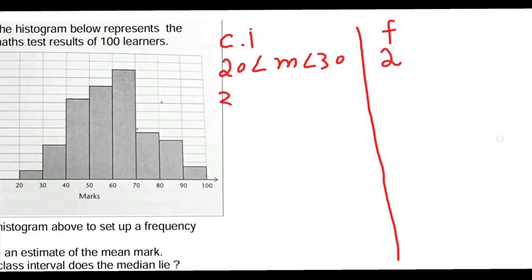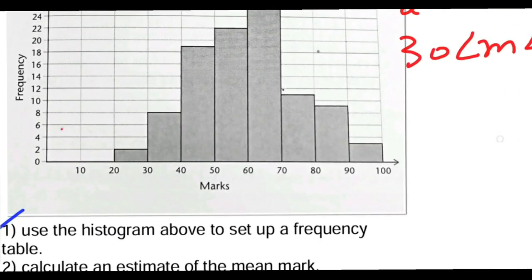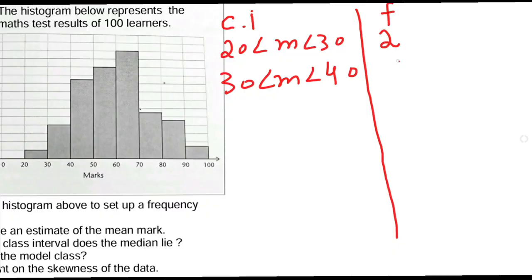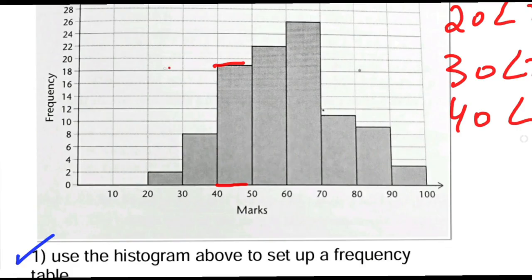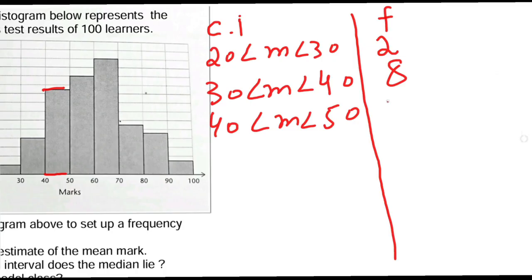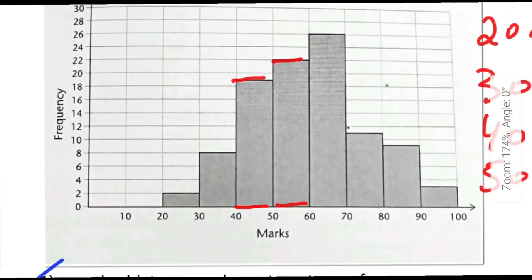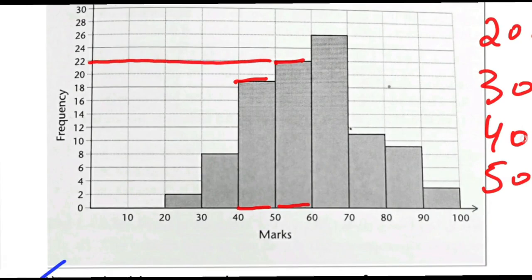Now between 30 and 40 marks. Now we need to look between 30 and 40. Between 30 and 40, we have 8. Now between 40 and 50, this is 40 and 50 here. So we look at this one, that we got 19. Now between 50 and 60 marks, 50 and 60 is this one. That we need to look here. That will be 22.